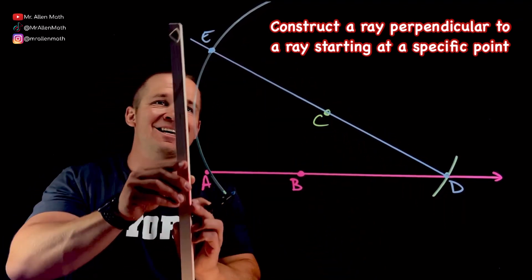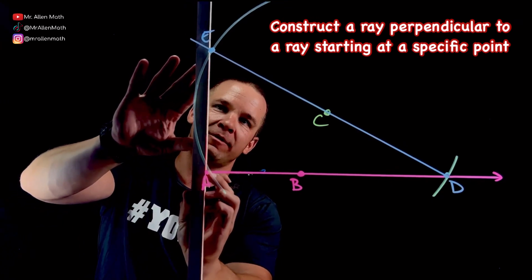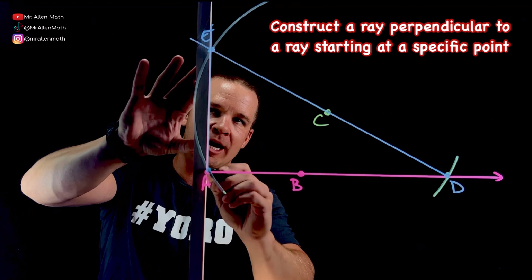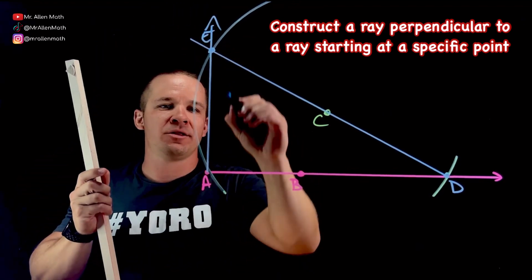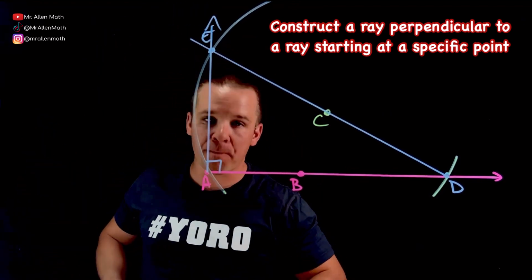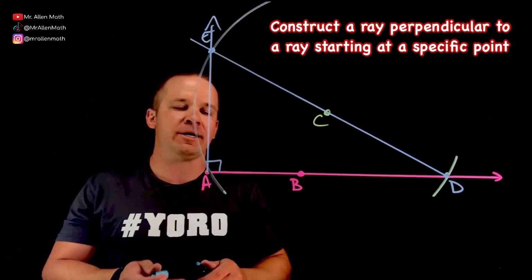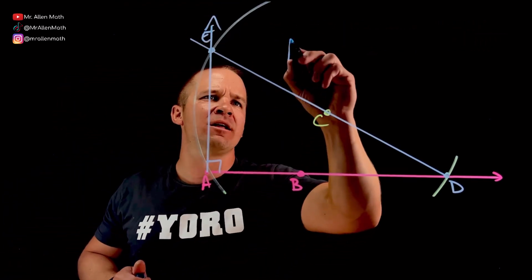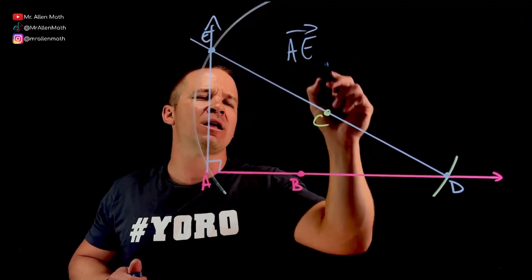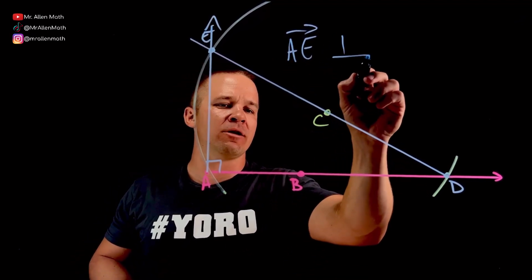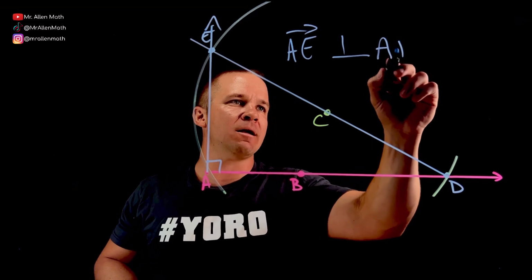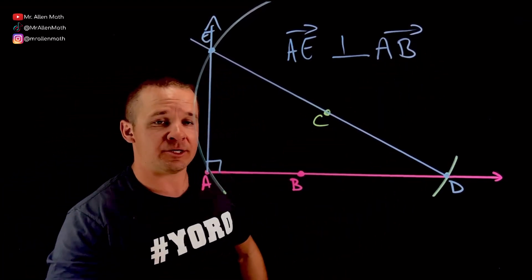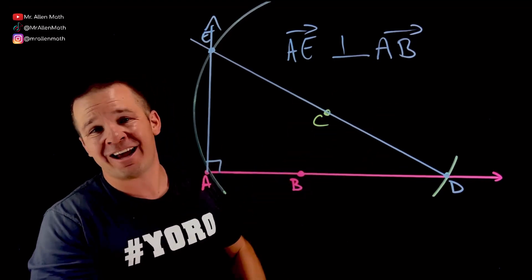Now if I connect A and E here with a straight line, oh my goodness. This one right here is perpendicular at that point A. So we've got ray AE. Let's write it down and make it official: ray AE is perpendicular to ray AB at point A. That's super dope and awesome.